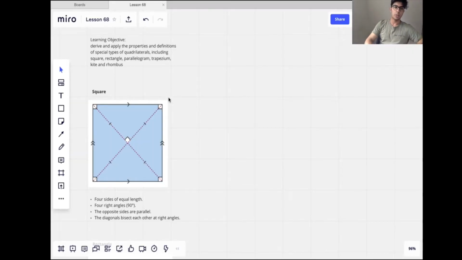So today's learning objective is all about the properties of quadrilaterals, and we'll talk through some of them. We'll talk about some of the properties. So just a quick recap: a quadrilateral is a shape which has four sides, a type of polygon.